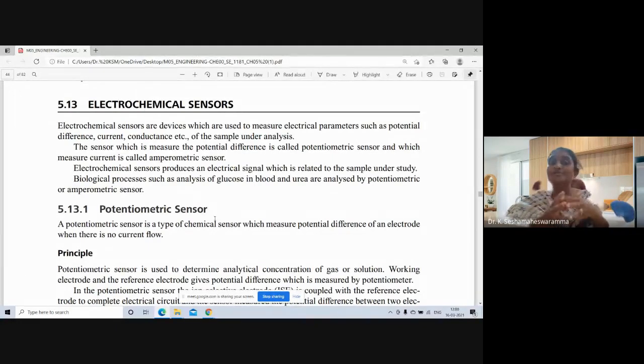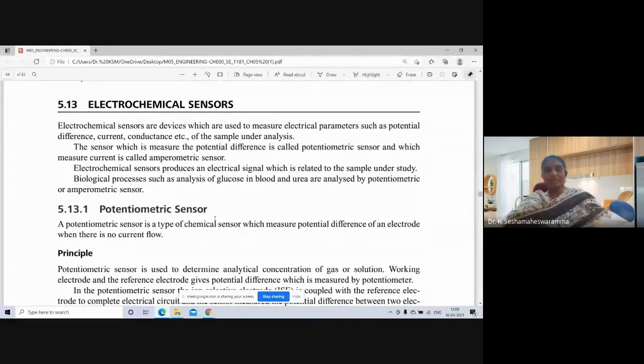Electrochemical sensors produce an electrical signal which is related to the sample under study. Biological processes such as analysis of glucose in blood and urea are analyzed by potentiometric or amperometric sensors. So if we are measuring potential difference, that is the potentiometric sensor. If we measure the current difference, it is an amperometric sensor.